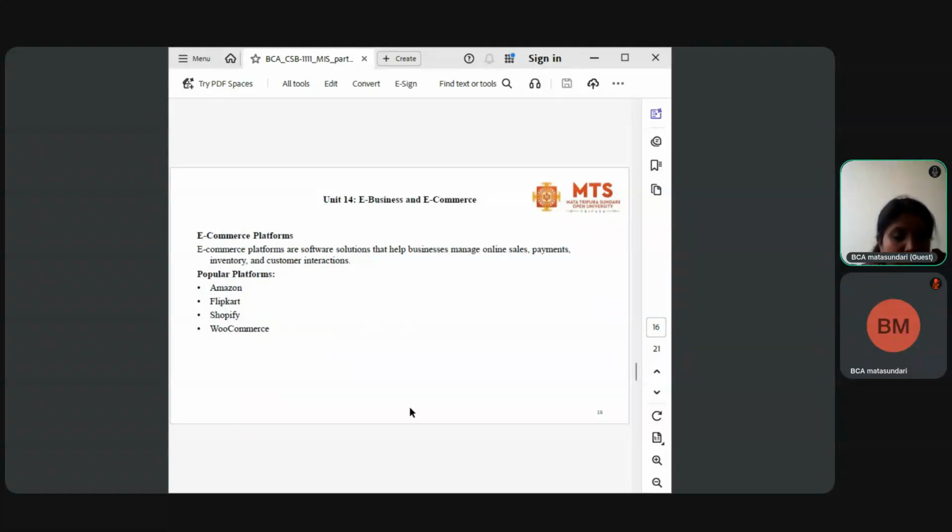So the next slide number 16, e-commerce platforms. E-commerce platforms are software solutions that basically help businesses manage online sales, payments, inventory and customer interactions. The platforms used are Amazon, Flipkart, WooCommerce. These are the platforms that are used in e-commerce.